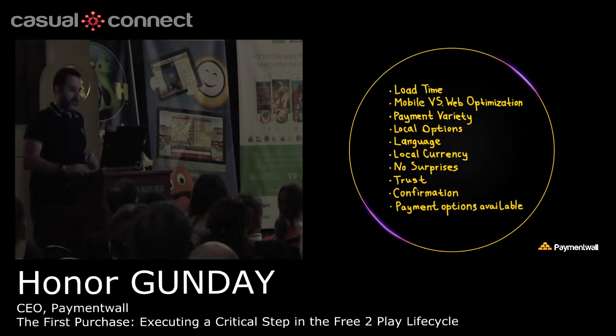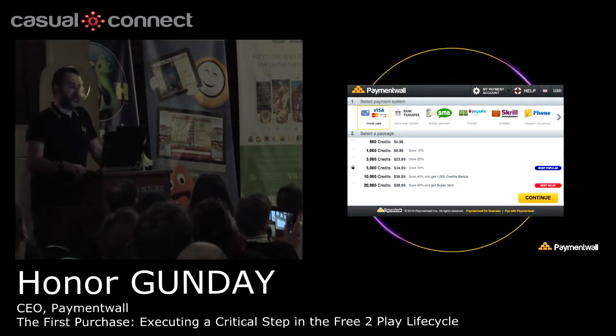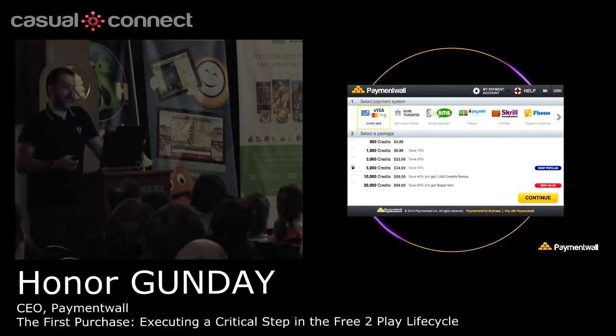Okay, let's see what else we have. This is one sample checkout page we had designed. It basically shows a diversity of payment options, and then it shows the different price points that the person can buy. And then it also indicates the savings that they can get if they purchase more.